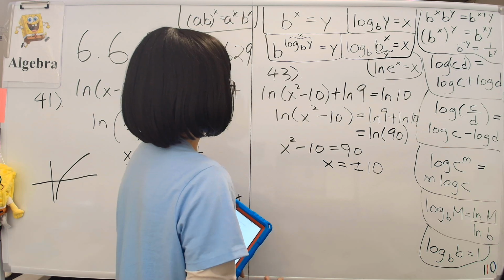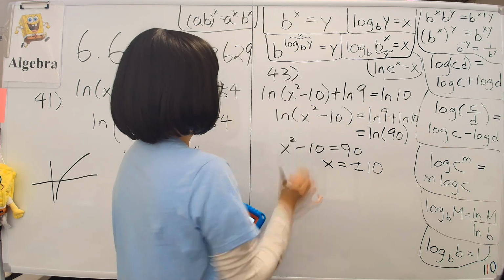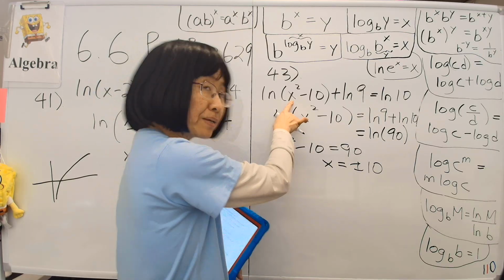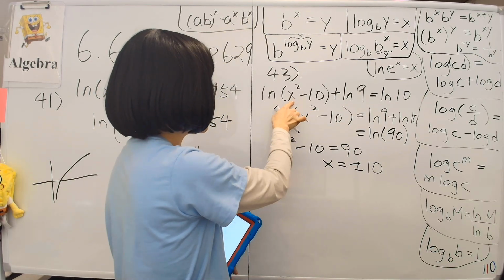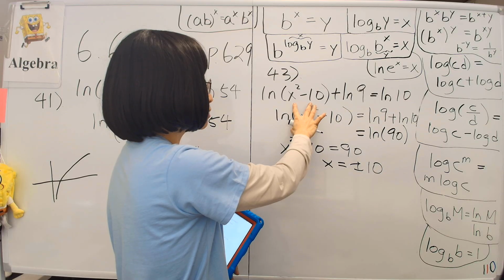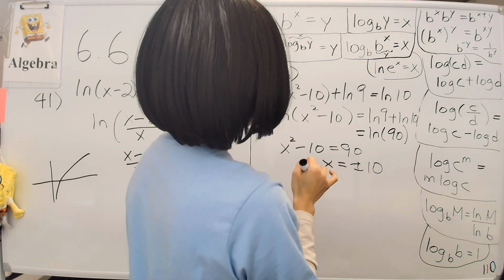So that will work. Both answers will work because when you plug it in, x is being squared. So it's going to be 100 minus 10 is 90. Okay, 90, wait a second. Is that right?